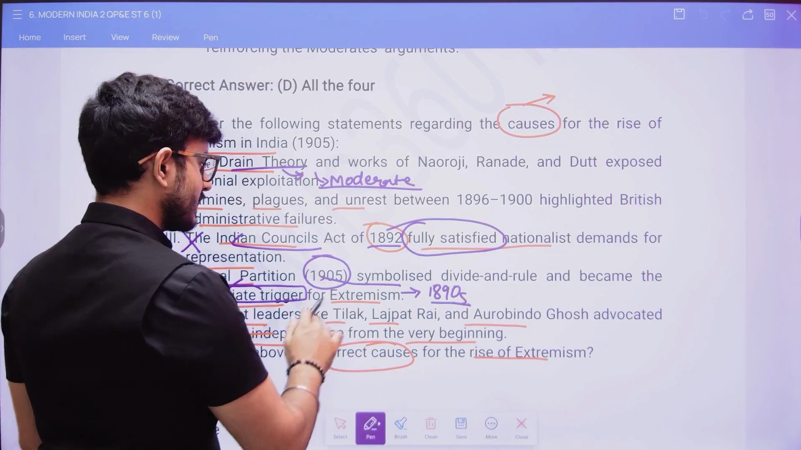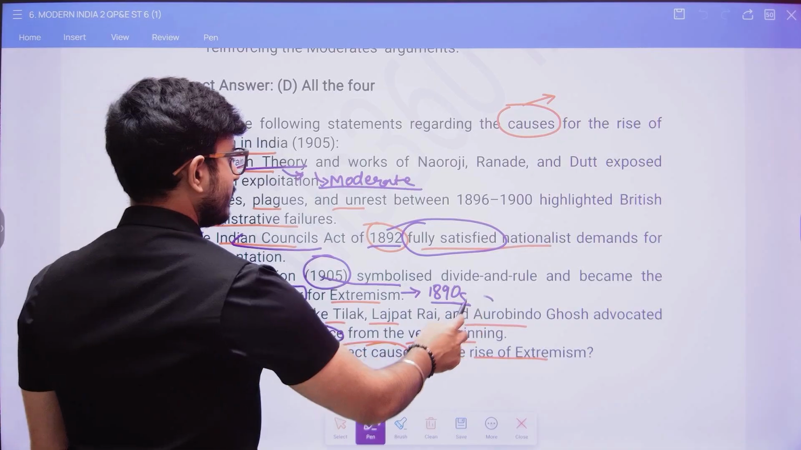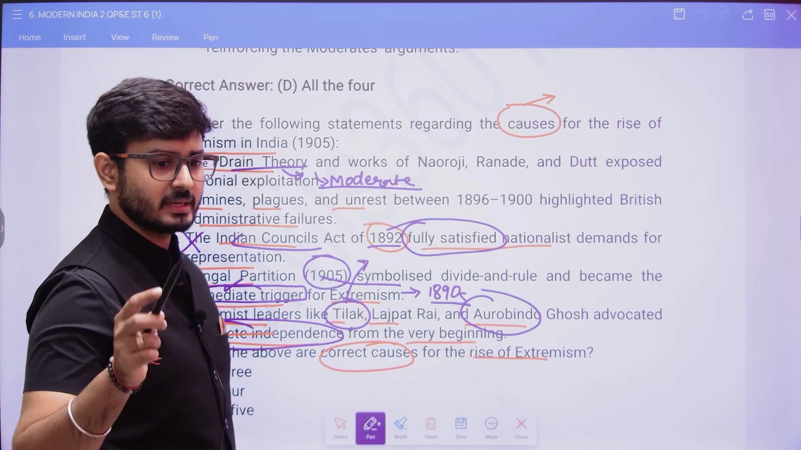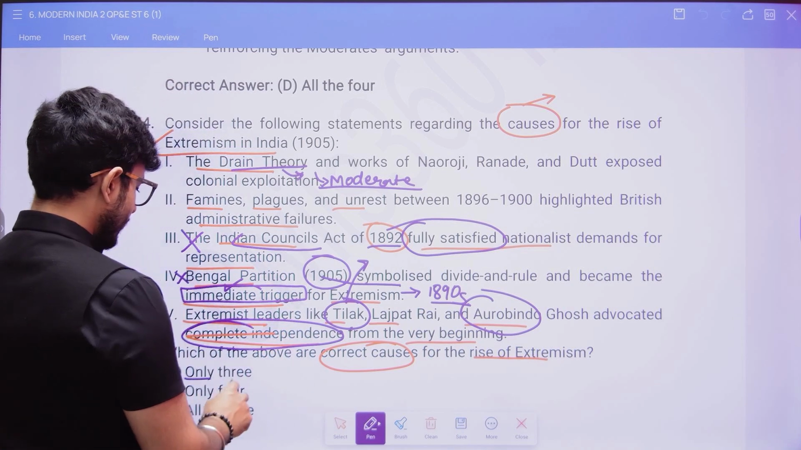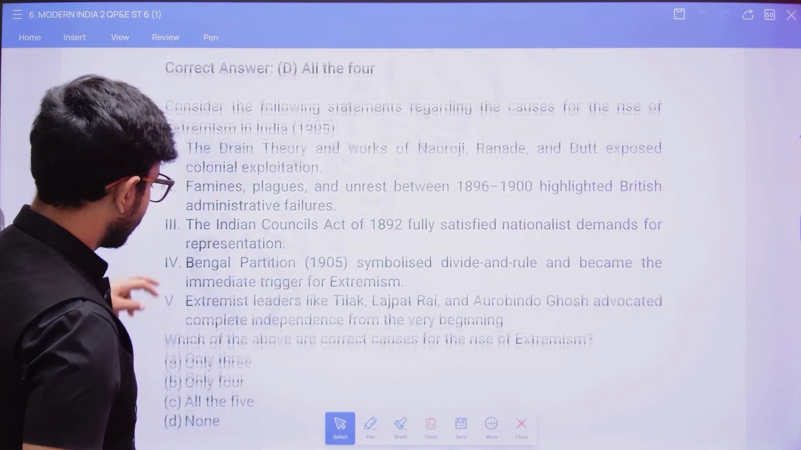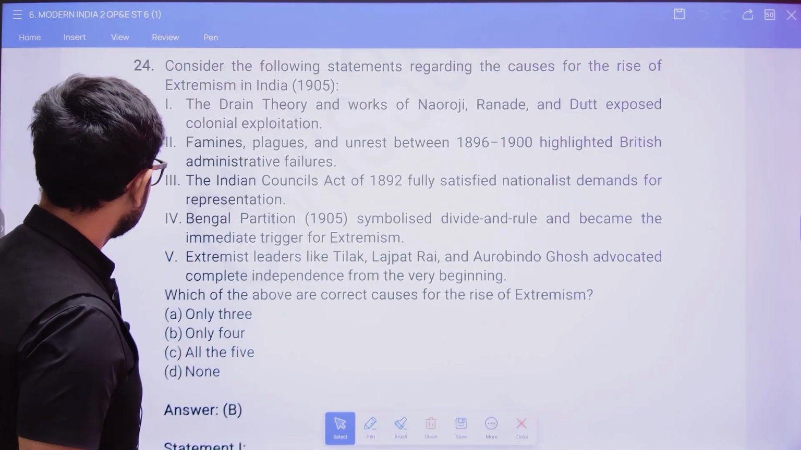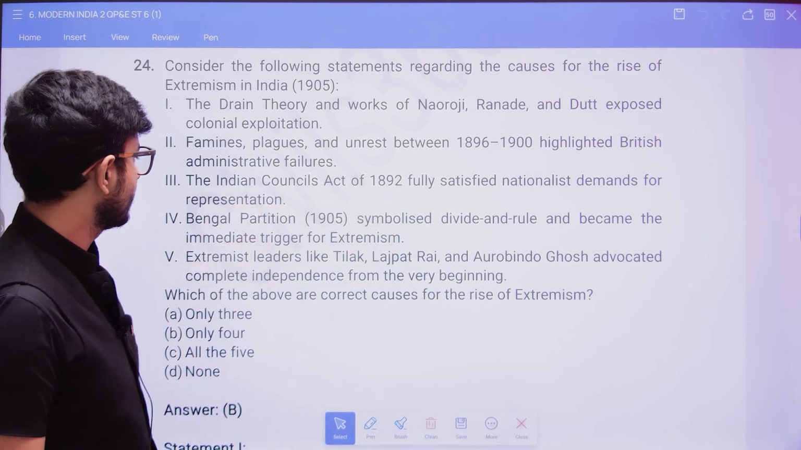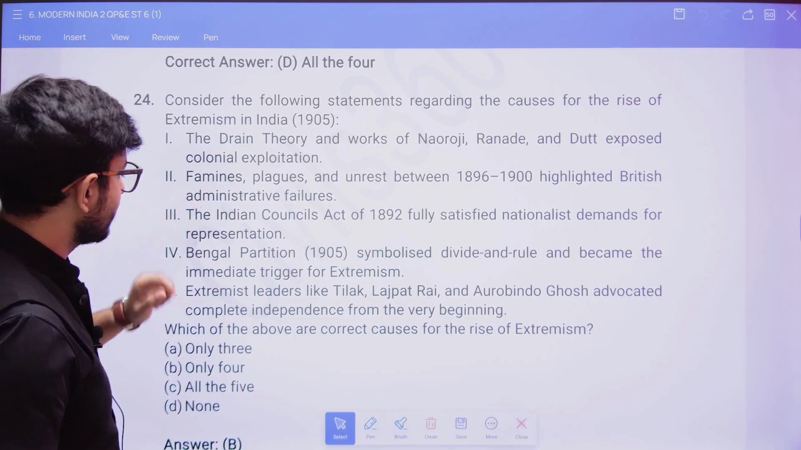And extremist leaders like Tilak, Lajpat Rai, Aurobindo Ghosh advocated for complete independence. No, Aurobindo Ghosh advocated for complete independence, whereas Tilak advocated for self-government and not complete independence. So 3 are incorrect. So only 3, only 4, only 5, all of the 5. Which of the following are correct? We found that, wait, it is telling only 4, meaning 4 statements are correct. So I guess only this is incorrect. The context would have been different here.